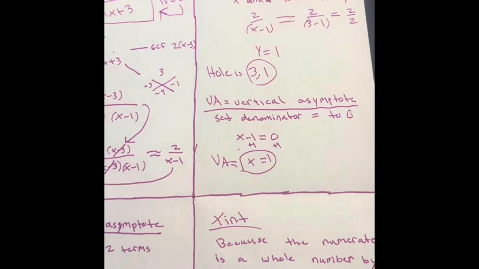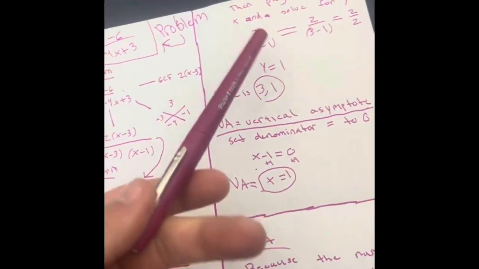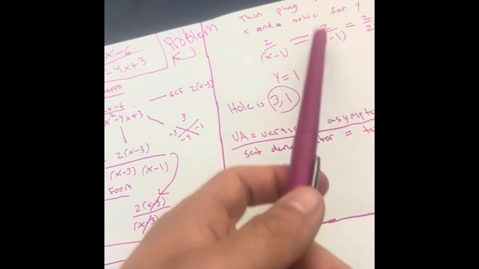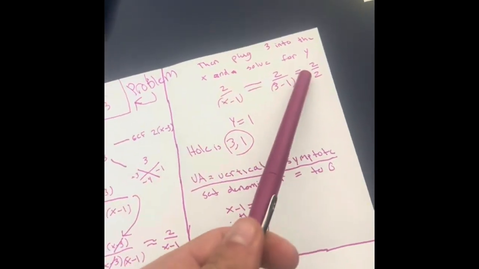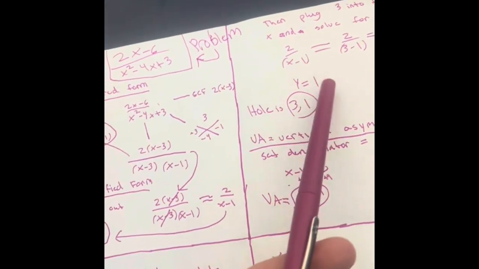And then you would plug 3 into the simplified version of the main problem, which is 2 over x minus 1. So you plug it in, and it would be 2 over 3 minus 1 in parentheses, and then it would simplify to 2 over 2. So it would equal 1. So the y of the hole is 1, so the hole is 3 comma 1.